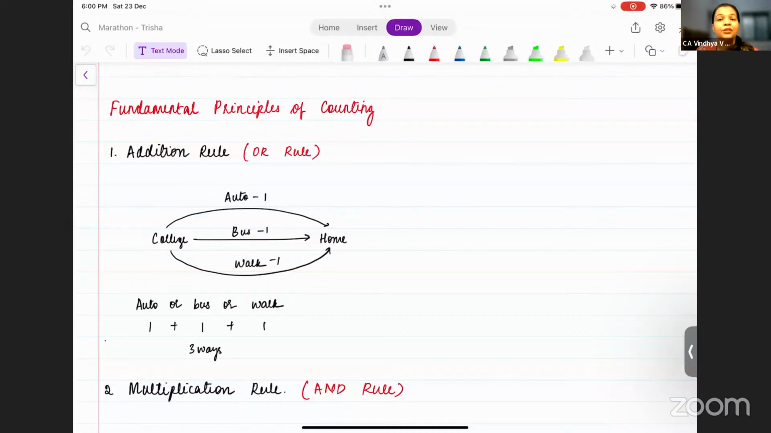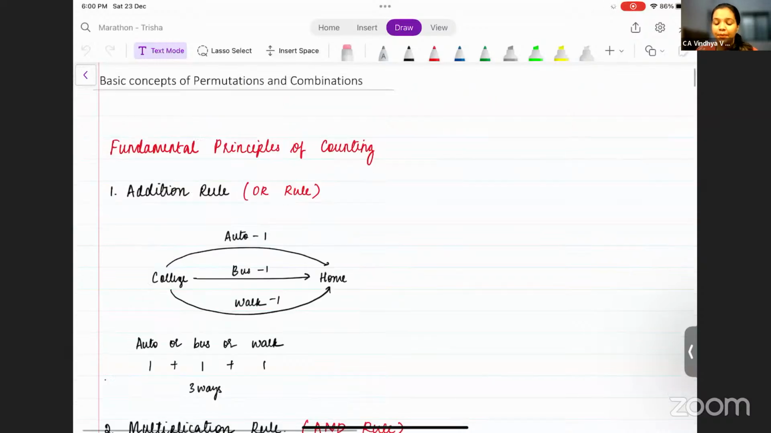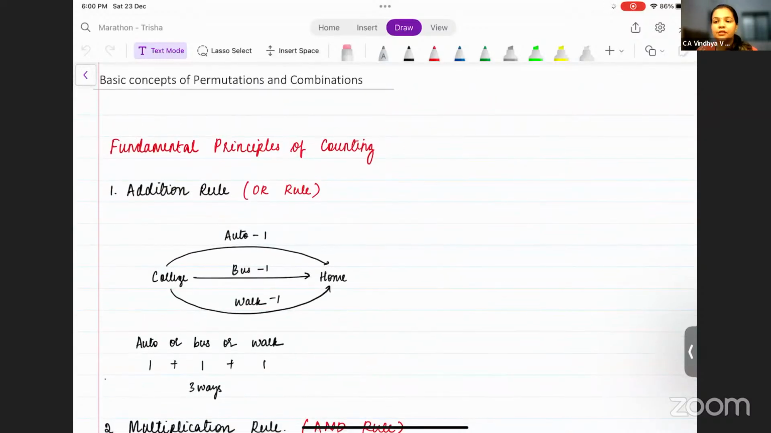We will be starting with chapter 5, that is basic concepts of permutations and combinations. In the previous session, we had completed chapter 4 and chapter 6 as well as chapter 3. So now we have 5, 7 and 8 left to be completed, right? So we'll start with basic concepts of permutations and combination. That is your chapter 5.